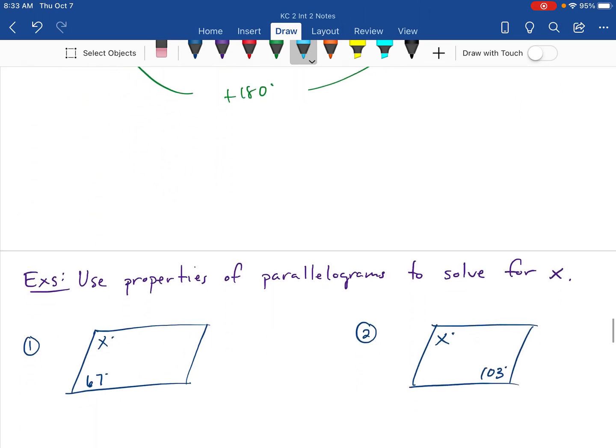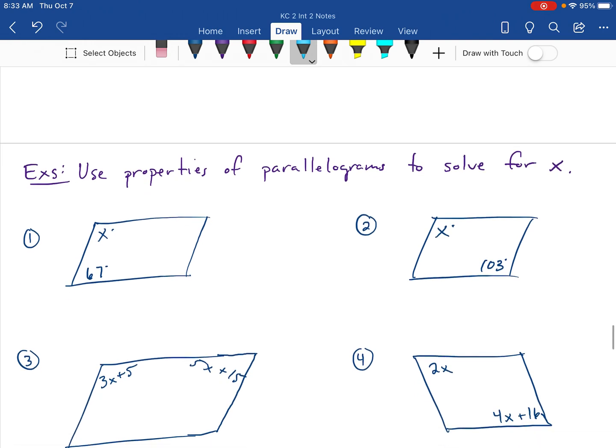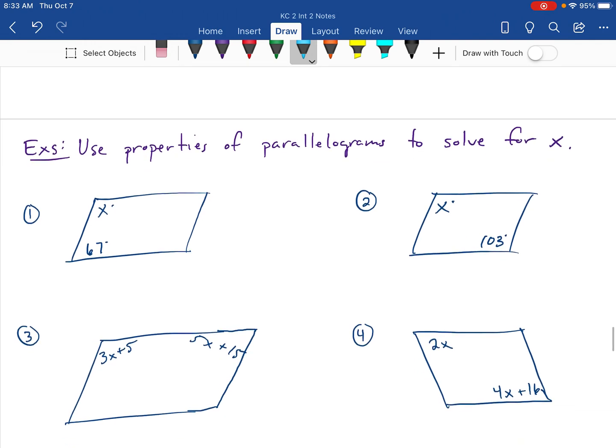Okay, we're going to use properties of parallelograms to solve for x. So here I have number 1. I need to find out what x is equal to, but remember these two are next to each other. They have to add up to 180 degrees. So x is equal to 180 minus 67 degrees, which is just 113 degrees. That is my final answer.